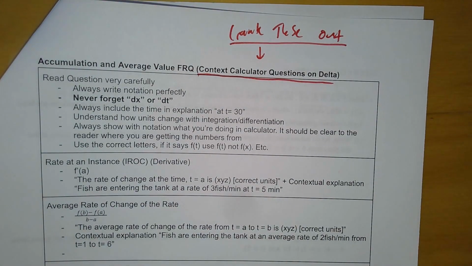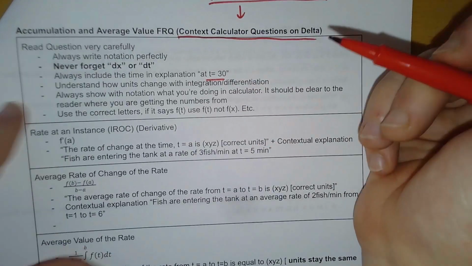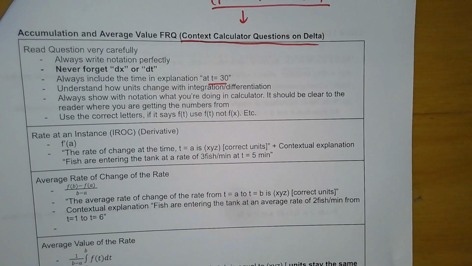Just do these problems. Know how to do those calculator context questions on Delta. You read the question very carefully. You write notation perfectly. You never forget dx or dt. You always include the time in the explanation, and you always are very detailed. You always have to say at a certain time. You understand how units change with integration and differentiation. You always show with notation what you're doing in the calculator. I should never wonder where a value came from. If it was an intersection point, you have to tell me that you're finding that intersection point.